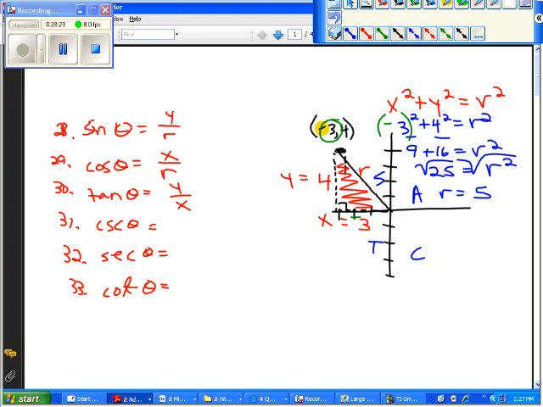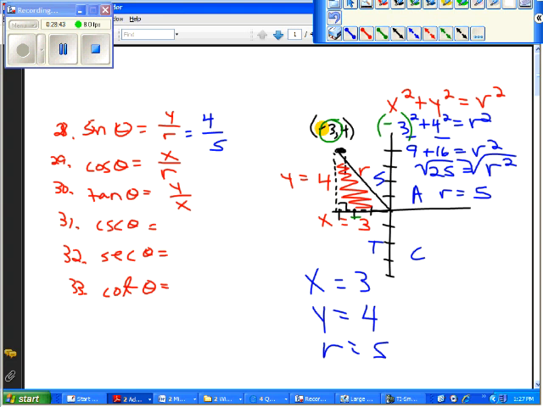So I'm thinking distances. Let me show you what I'm talking about. Sine is the y value. Now, let's just make them bigger. X was 3. Y was 4. R was 5. Sine is y, 4, over r, 5.